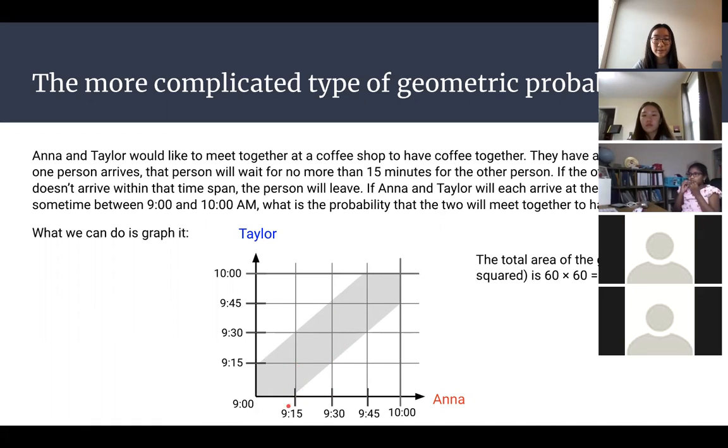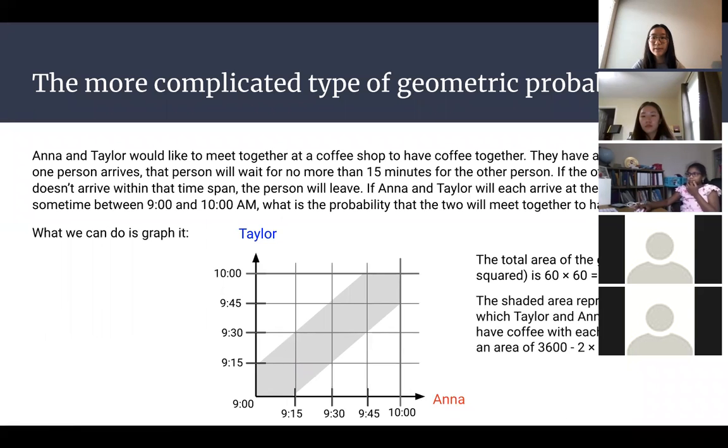So if Anna arrives at 9:15, then Taylor has to arrive between 9 o'clock and 9:30 for them to meet and have coffee. Then we have to use this graph to solve the problem. The total area of the graph in minutes is going to be 60 times 60, which is 3,600, because it's from 9 to 10, and that's 60 minutes on each axis. So it's just a square. Now you have to find the area of the shaded part, which is the time that meets the criteria for this question, where they're going to have coffee together.